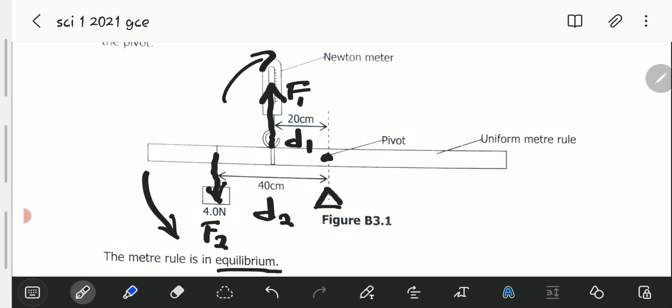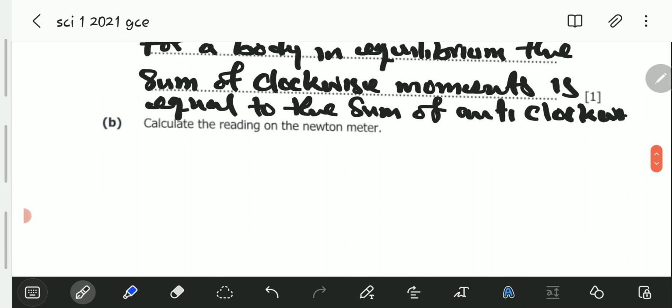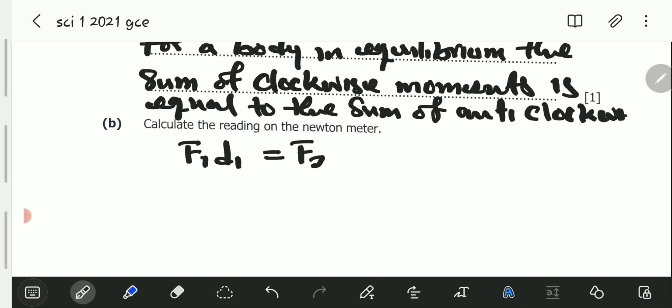moments, and because all these distances are in centimeters, there is no need to change. The units will just cancel out and we will remain with what we are remaining with. So we have F1 times D1. D1 is 20 centimeters. So we're going to say that F1 D1 is equal to F2 D2. Okay, so F1 is just F1, which is the force exerted by the Newton meter.